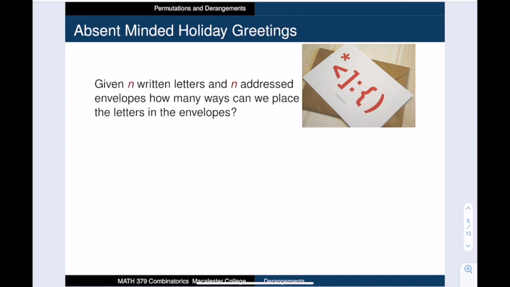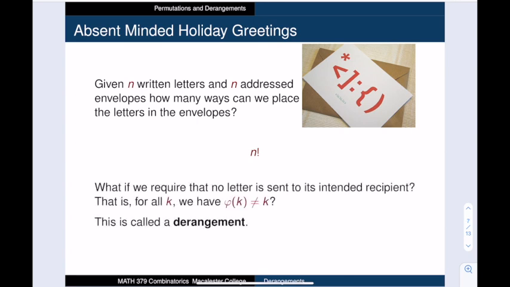So let's talk about a classic envelope stuffing problem. Suppose that I've written holiday letters to n of my friends, and I've created an addressed envelope for each of them. How many different ways can I put the letters into the envelopes? Well, the answer is n factorial. We are just creating a permutation. We can lay out the envelopes in a line, and then we assign each letter to a place in that line.